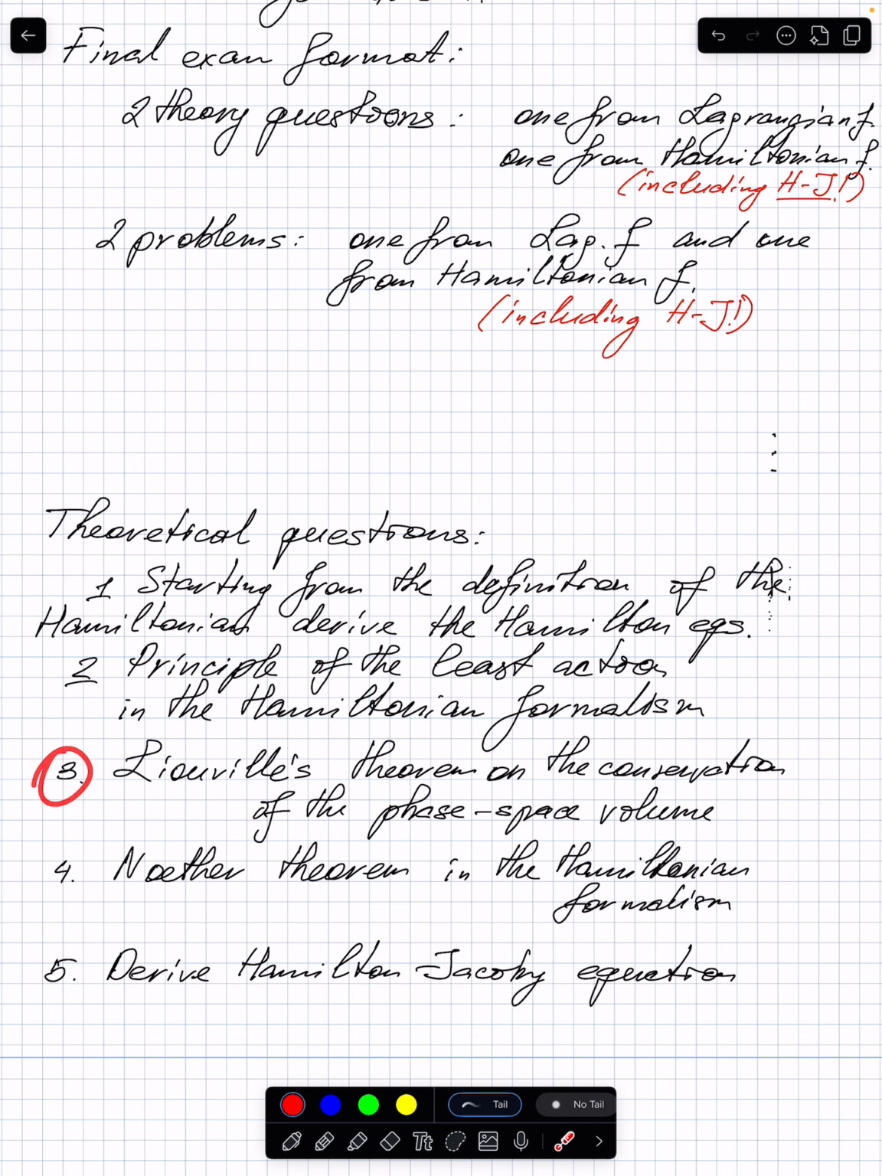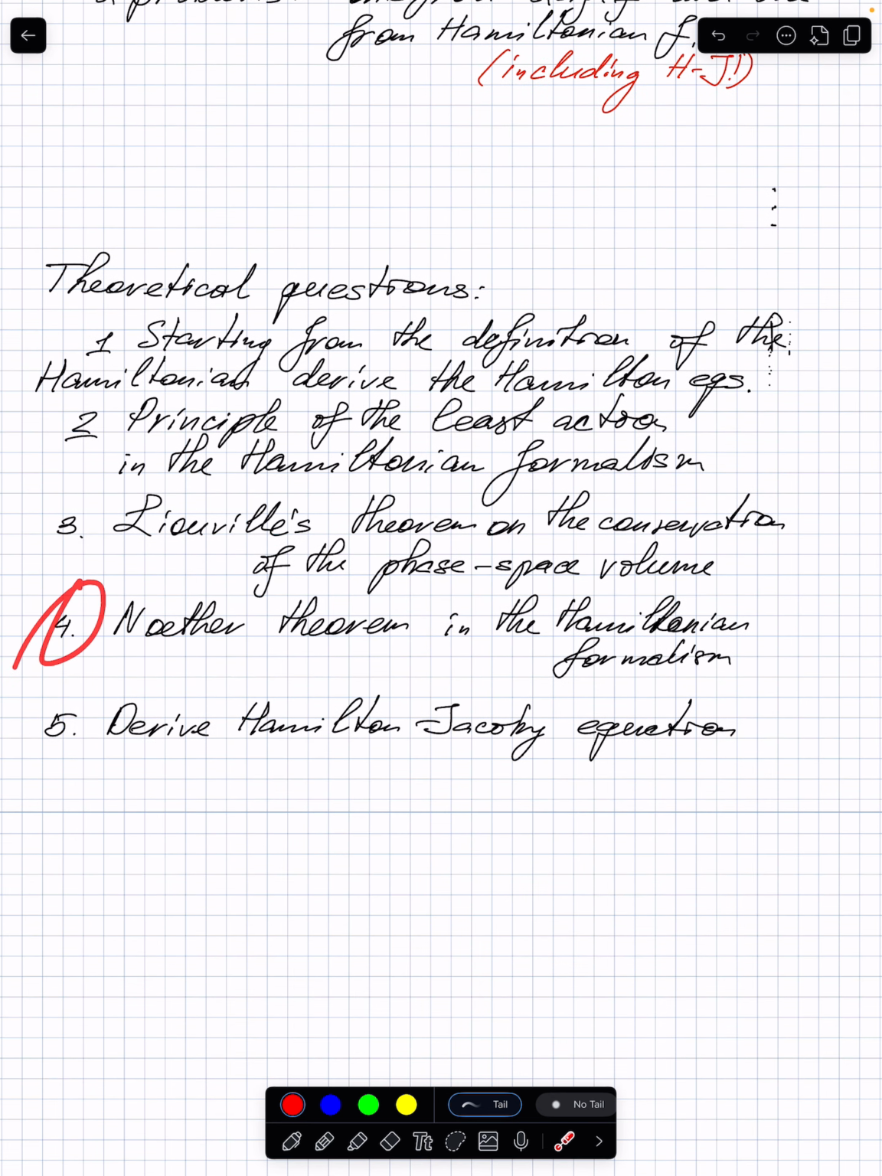Question 3 is to formulate and prove the Liouville theorem of the conservation of the phase space volume. This is the bulkiest part among all of these questions. Okay, so please review this carefully. We discussed this in the past. It's an interesting theoretical theorem, and it is important to have a good grip on it.